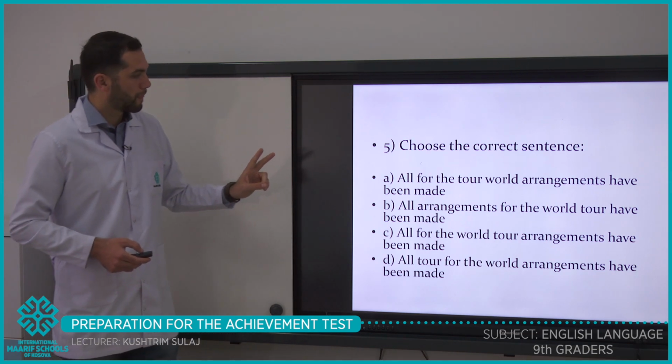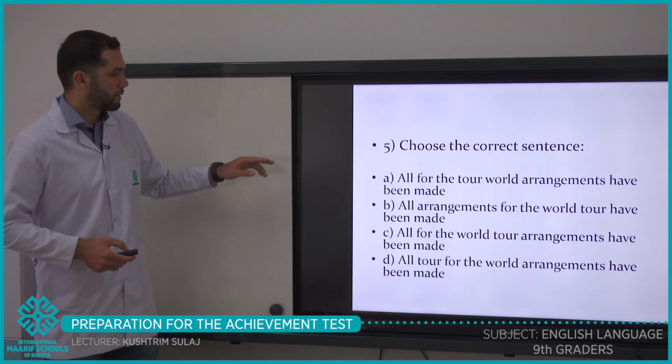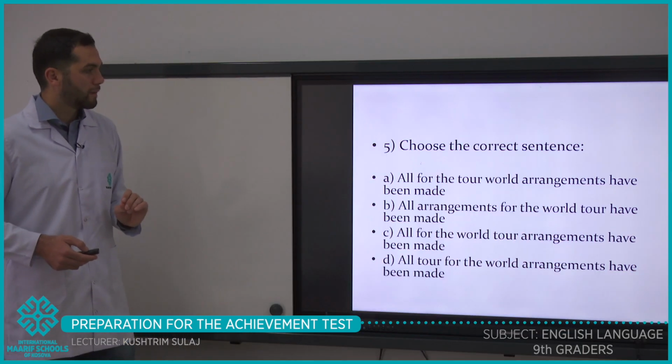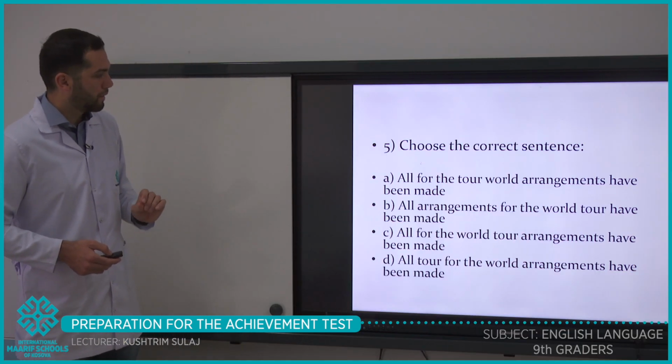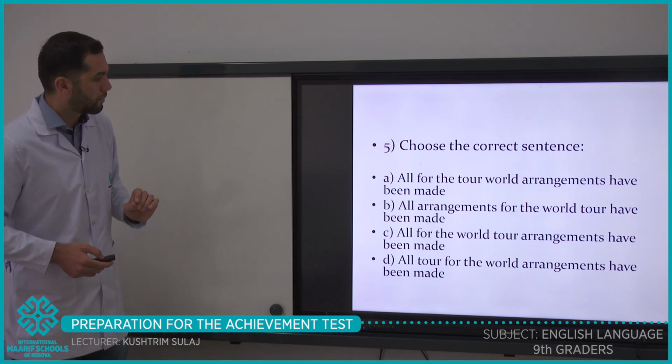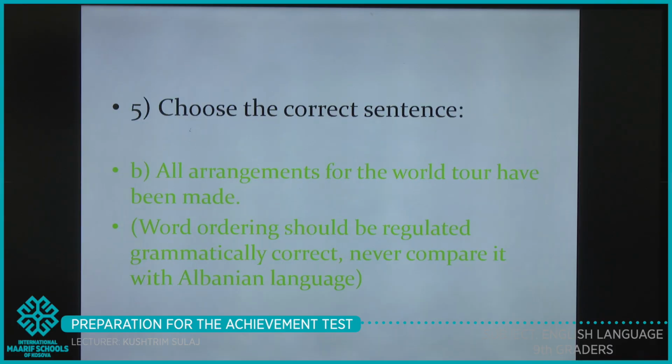Now, let me read the sentences for you. All for the tour world arrangements have been made. A. B. All arrangements for the world tour have been made. C. All for the world tour arrangements have been made. And D. All tour for the world arrangements have been made. Now, is it kind of complicated? Let's see what is the right answer for this and why.